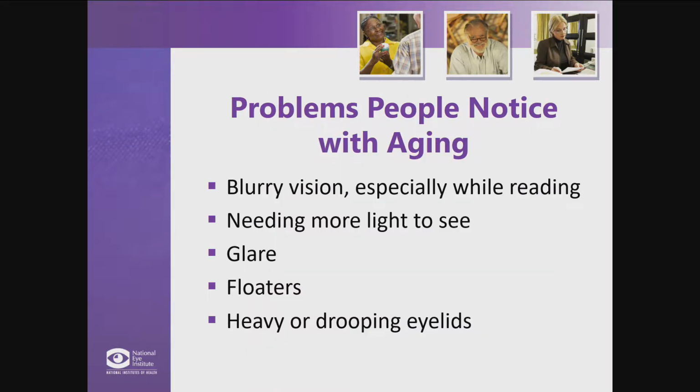So these are some of the problems that people notice as we age. Blurry vision, especially with reading. We need more light to see, we have more glare, we have floaters, and sometimes it's even just the eyelids being heavy or drooping.